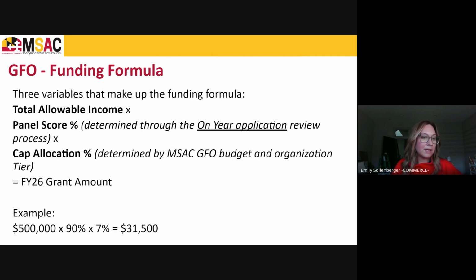So you can see an example here. Say you have a $500,000 allowable income, perhaps you get 90% for your panel score, and say the cap allocation percentage is 7%, your grant would look something like $31,500.